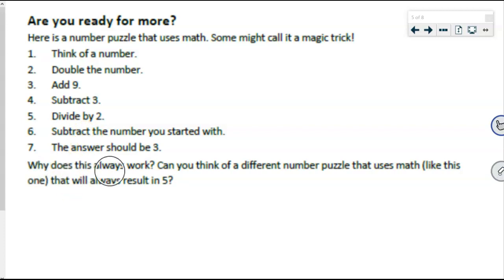Why does this always work? Will you please have a quick conversation with your table? Why does this always work? And then we'll talk about the math behind it. We're going to pause the recording as students talk. That way it gives you a chance to think as well. Okay, why does this always work?